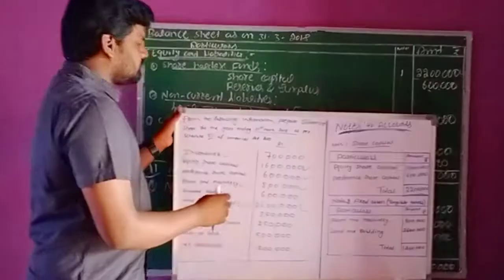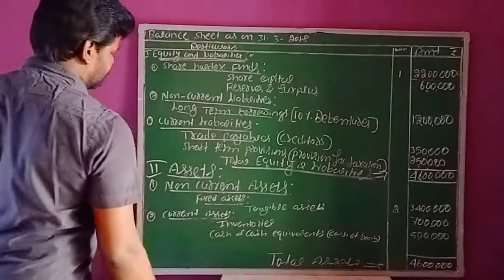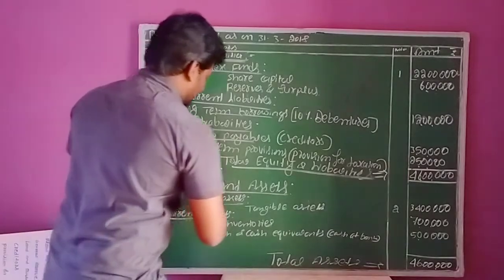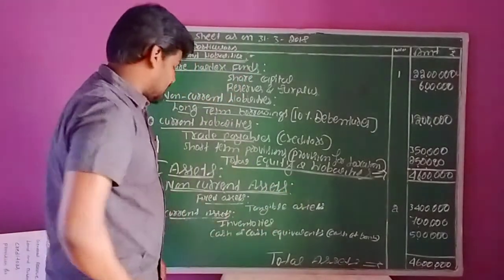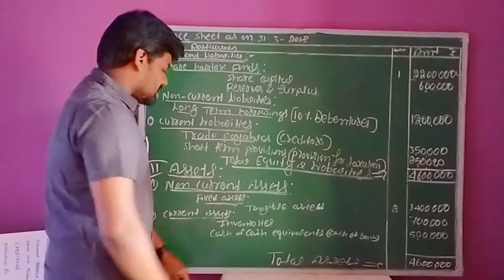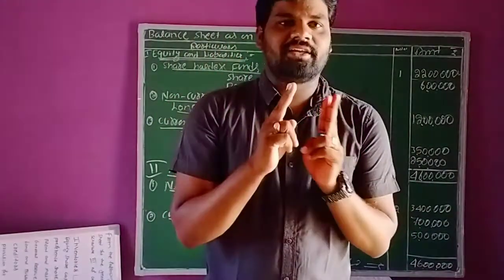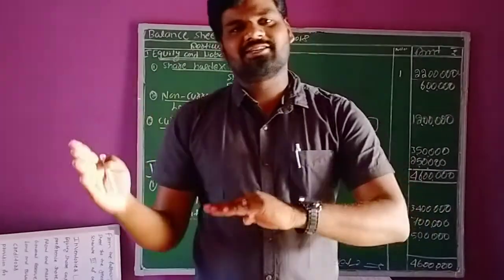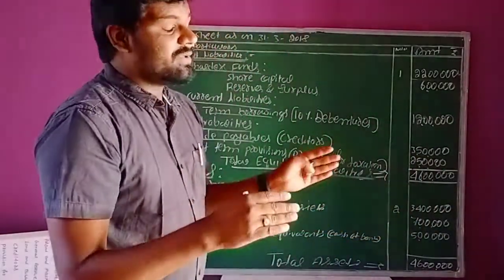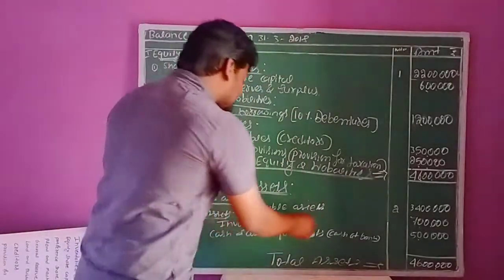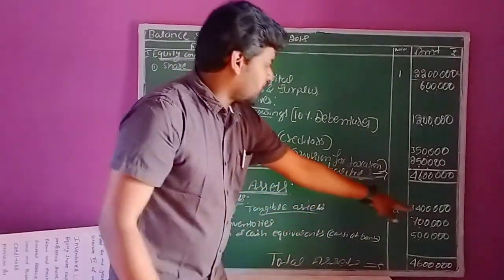So I have to write here the assets under the non-current assets. Under the non-current assets, the first head is fixed assets. Under the fixed assets we can classify into two categories, right? Tangible assets and intangible assets. So for the tangible assets we calculated one working note. In these tangible assets we have a total value of 34 lakhs rupees.